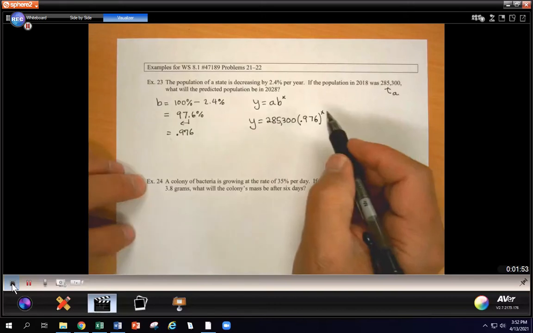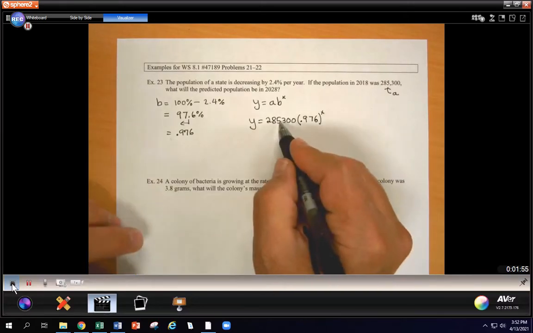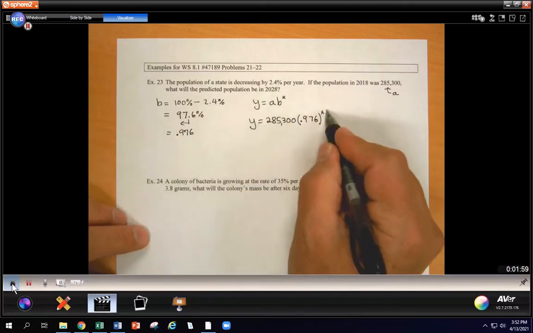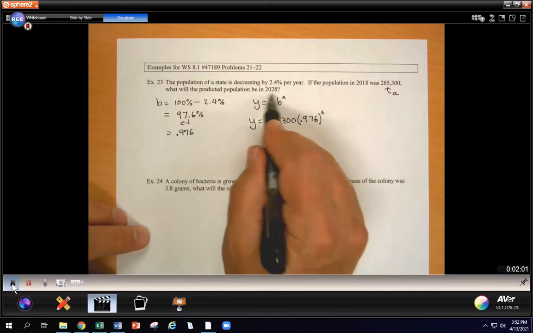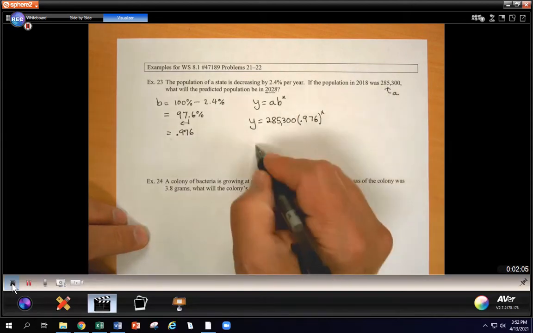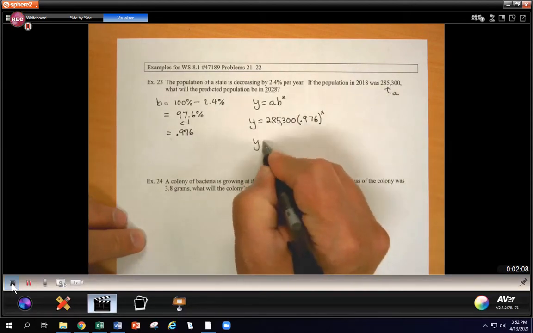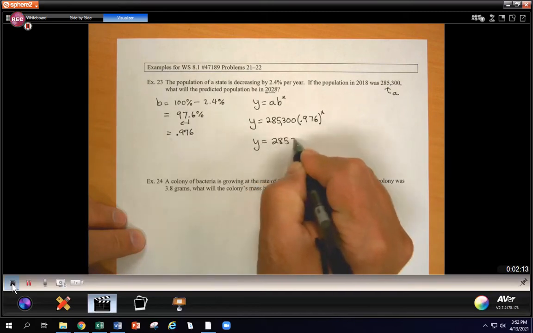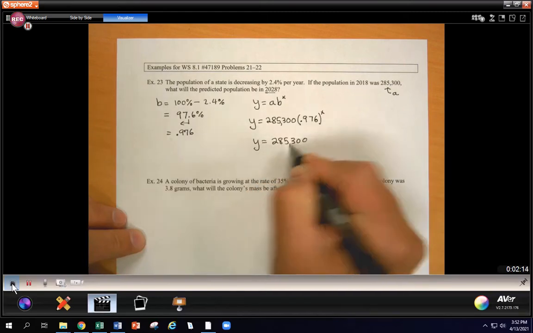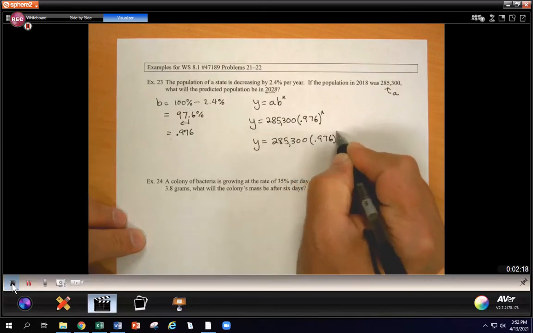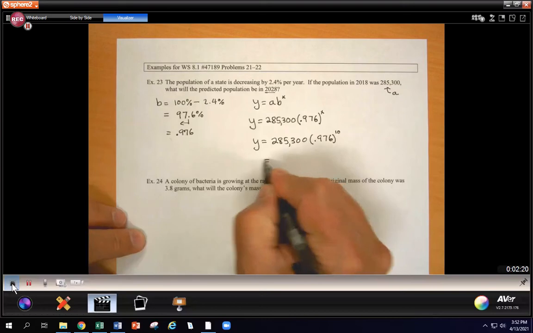So there's the equation we're going to be using, and we will simply put in 10 for the X value in this year. That's 10 years after the initial year. So we're going to use 10 there, and that'll finally do it for us. 285,300 times 0.976 to the 10th power, and we'll have our answer.